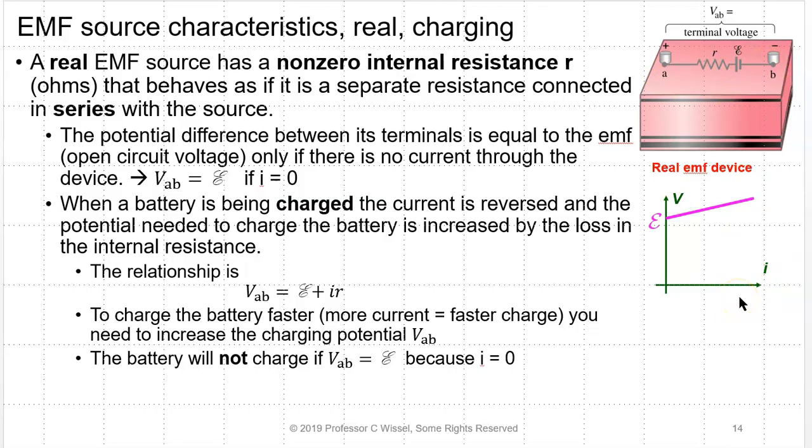This happens in a car too. The typical open circuit voltage for a car battery is about 12 volts. The charging system of the car supplies 14.5 volts. That's to get the battery to charge in time. The battery would not charge at VAB equals E because then I equals 0.